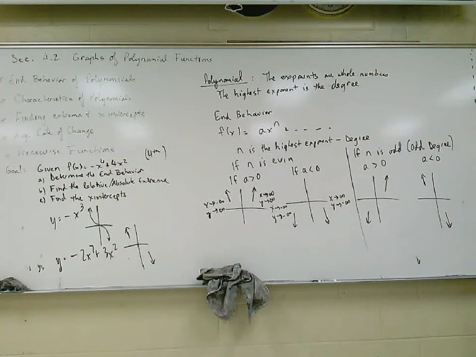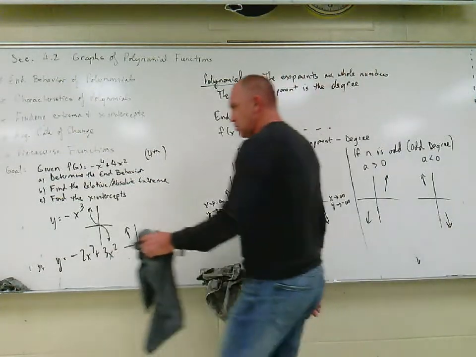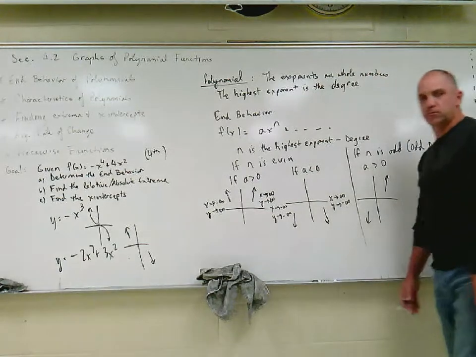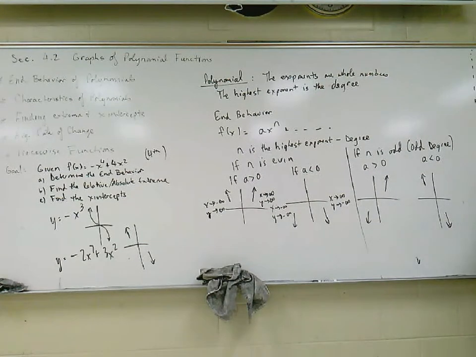All right. Now, what I need to do next is go through, oh, what's the degree of that last polynomial that I put on the board? What's the degree of this one? 7th degree.